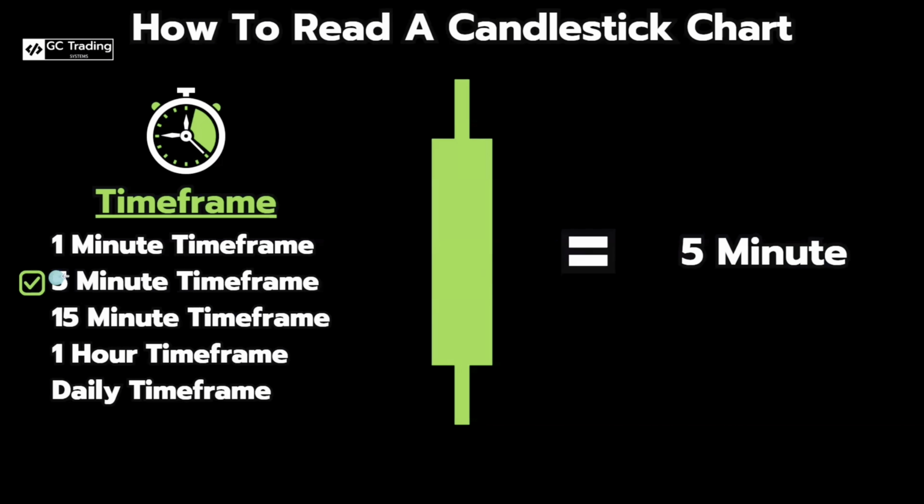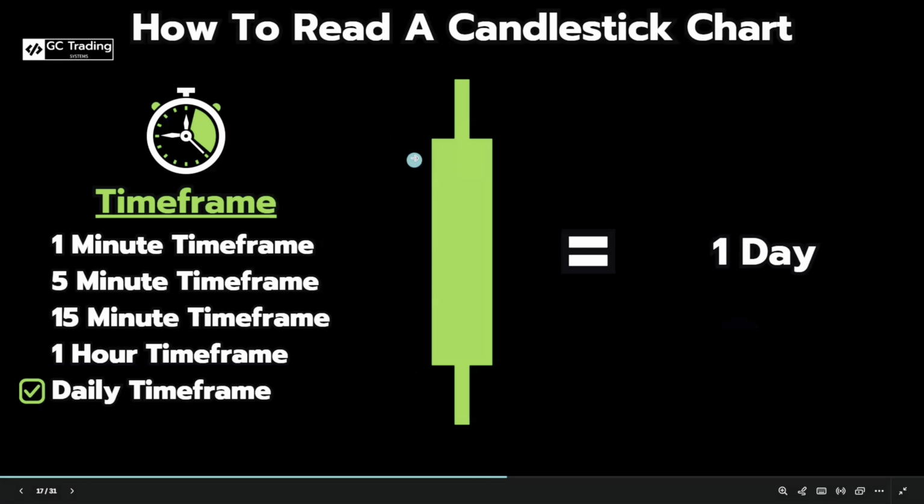If we select a 5 minute time frame, one candlestick is equivalent to 5 minutes. So each candlestick on the chart will be 5 minutes. And then same thing, 15 minute, right? One candlestick is 15 minutes. 1 hour, one candlestick is 1 hour. And then daily, one candlestick is a whole day.